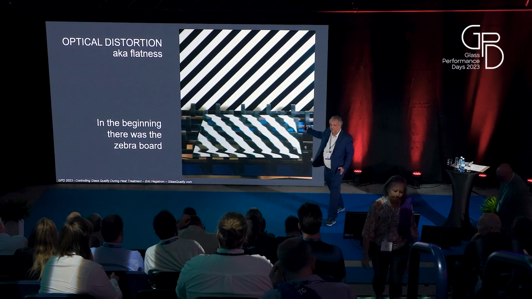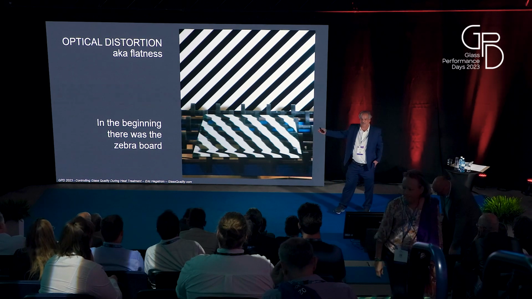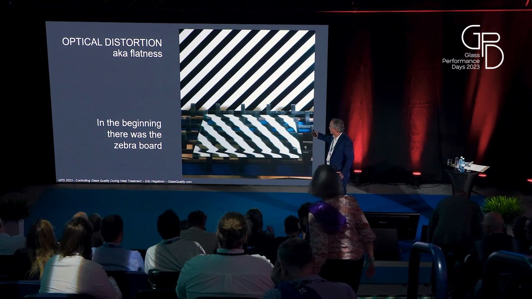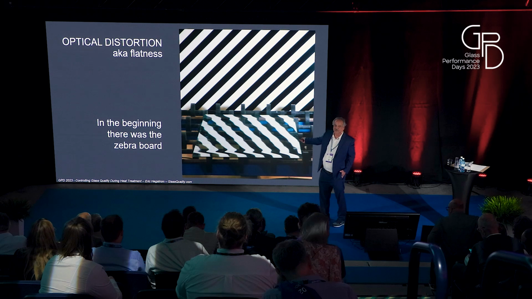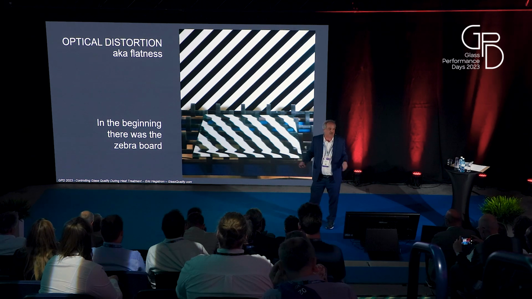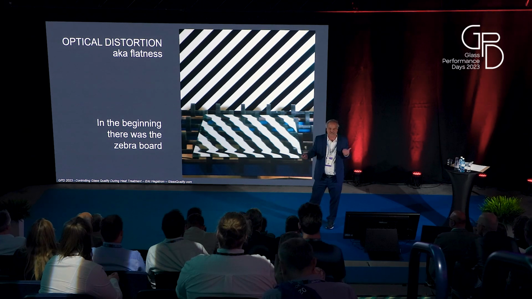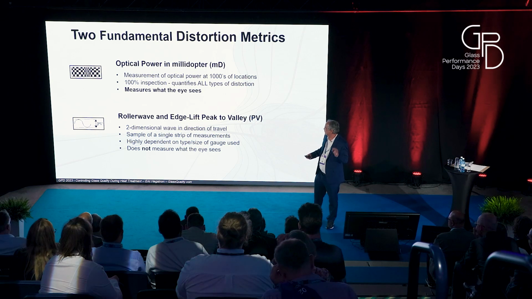Okay, the zebra board. In the beginning there was a zebra board. We've all seen this. You can see almost any kind of distortion on the zebra board if you've got an hour and a qualified eyeball. The problem is these things need to be measured very quickly.